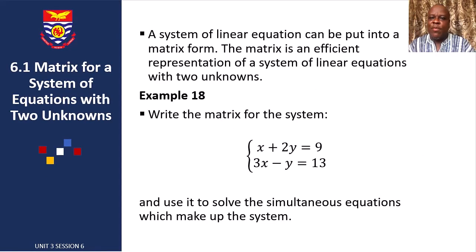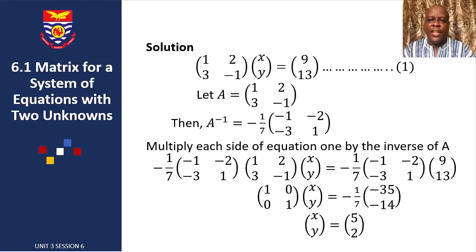A system of linear equations can be put into a matrix form. For example, write the matrix for the system x plus 2y is equal to 9 and 3x minus y is equal to 13, and use it to solve the simultaneous equations which make up the system. Let's look at how to solve this in the next slide. Let's look at the solution.